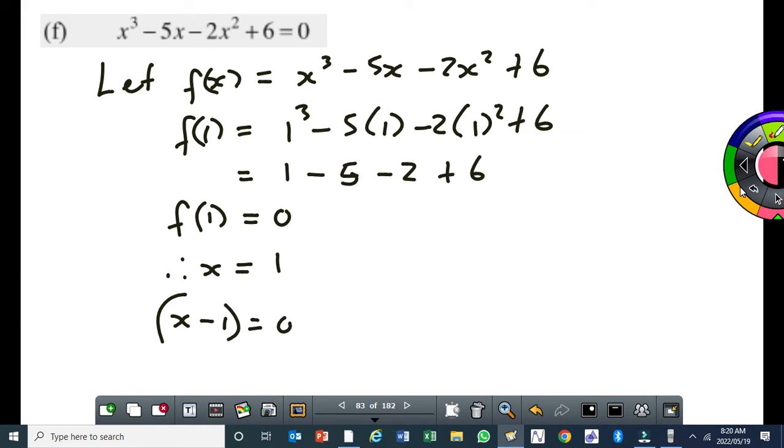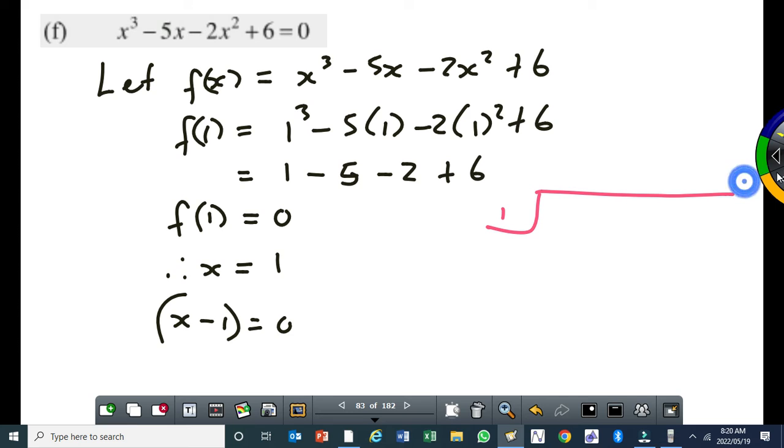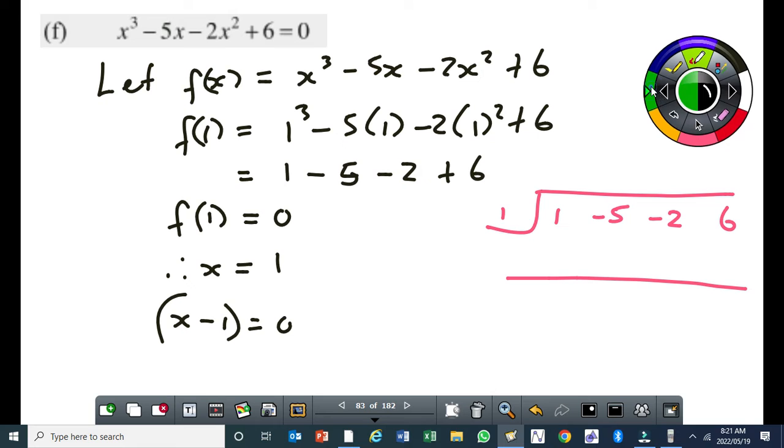Okay, so this x equal to 1, we are going to do long division. Sorry, synthetic division rather. So we look at the coefficients of the polynomial. The coefficient of the first term, that's a 1. The second term, that's negative 5. The third term, that's minus 2. The last term, that's a constant 6. All right? Then we draw a horizontal line. First thing, we draw the coefficient of the first term, that 1 there.